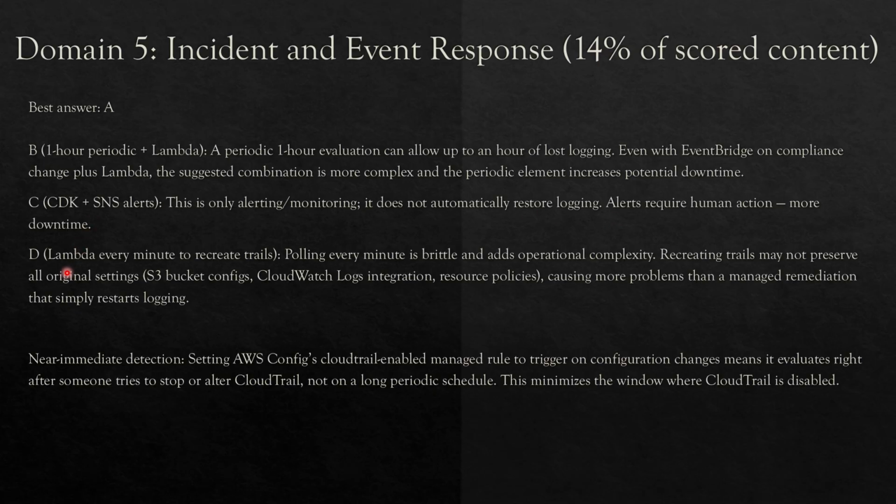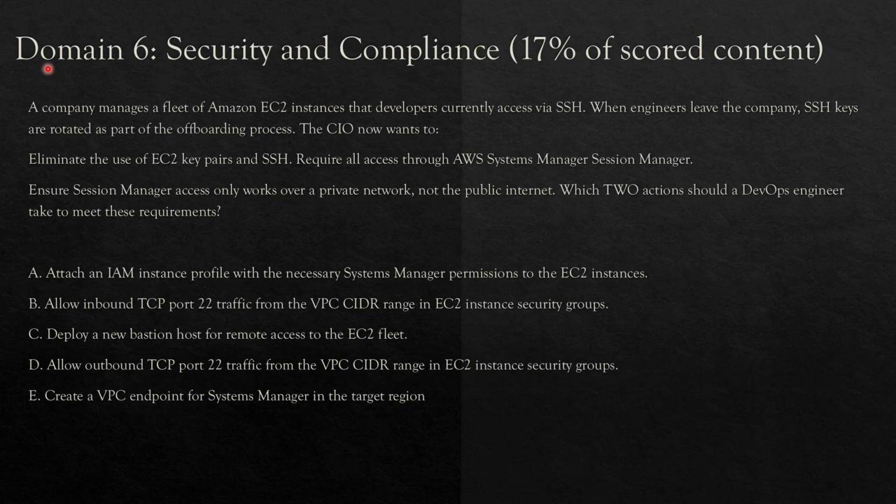Okay. The D option, Lambda every minute to recreate trails, just adds a lot of operational complexity. Recreating trails may not preserve all original settings, and it can cause more problems than a managed remediation that simply restarts logging. And AWS Config is one of the services, again very important for this section. You'll see a lot of questions on AWS Config. Let's move on to domain 6, which is security and compliance. Again, very important for cloud services, 17% of the total exam.